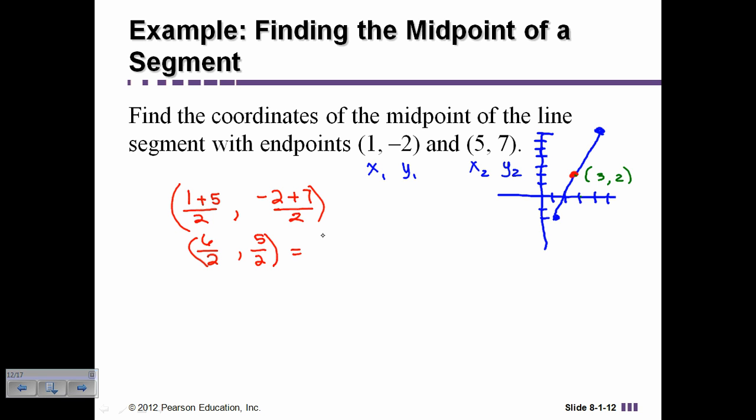So if I simplify these fractions a little bit, 6 divided by 2 is 3, and 5 divided by 2 is 2.5. So this is my midpoint. Now remember, we estimated the midpoint's about 3, 2. So we're right on target. The midpoint is over 3 up 2.5, so it's a little bit higher than 2. And that is the midpoint of these 2 points. And remember again, your answer has to be written in the form of a point, an ordered pair, with the comma in between and the parentheses.